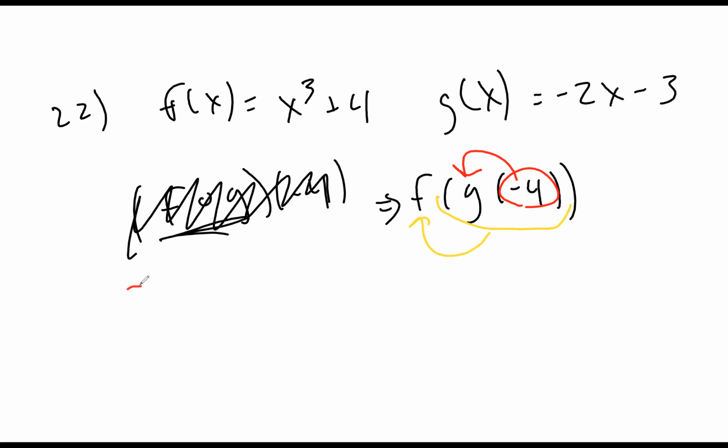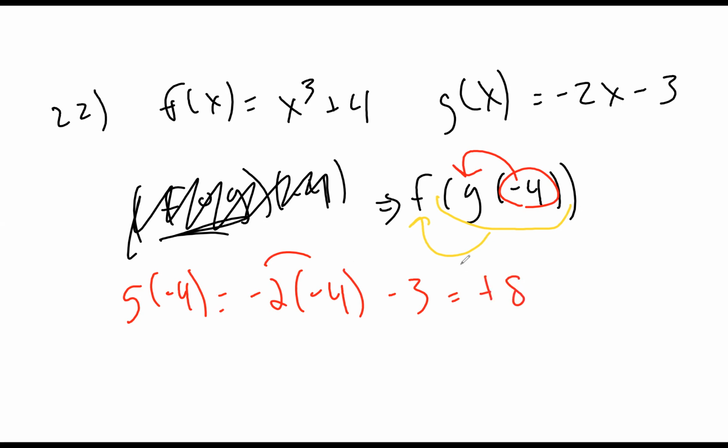So here I go. I'm going to find g of negative 4 first. And that's going to give me negative 2 times negative 4 minus 3. Well, negative 2 times negative 4 is 8. And then when I minus 3, I'm going to get 5. And so g of negative 4 is just 5. And so this g of negative 4 business right here, it's kind of like it's not really there. And in its place, I'm just going to have the number 5.